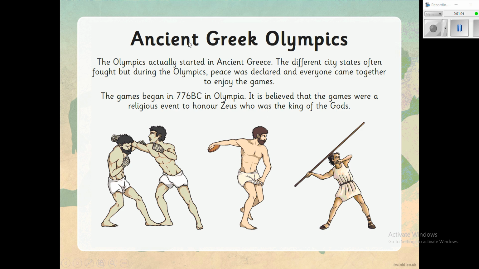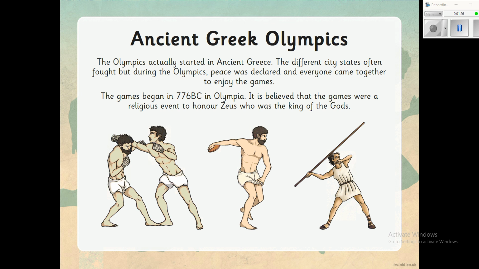Okay, so obviously we've looked at the modern Olympic Games a little bit, you've thought about that, and now we're going to focus a little bit more upon the ancient Greek Olympic Games. So these Olympic Games, the Olympic Games as a whole, actually started for the very first time in ancient Greece. This is where the very first Olympics began. And it happened because there was a lot of different states in ancient Greece who often fought each other. And there was a lot of war going on.